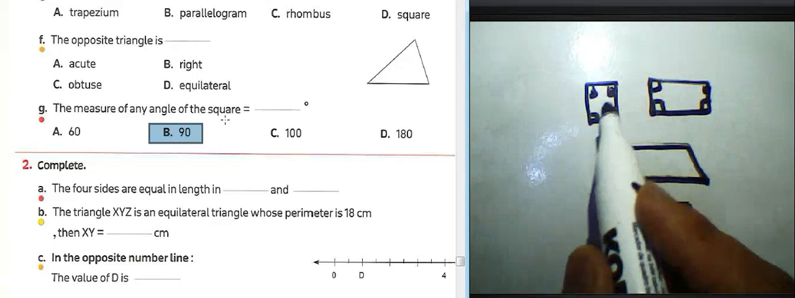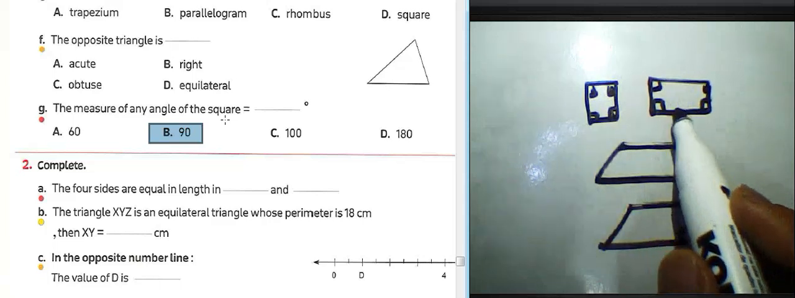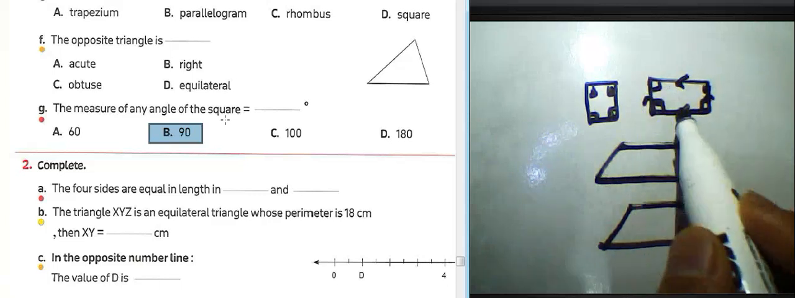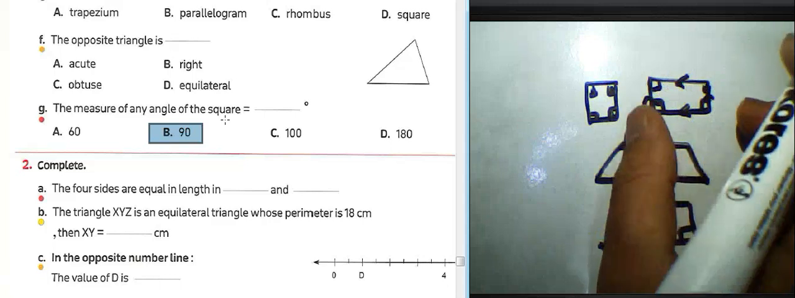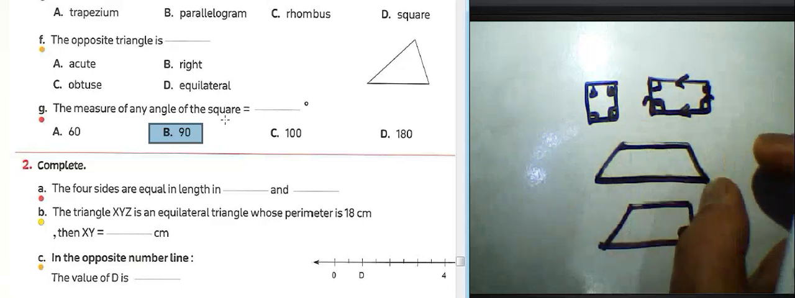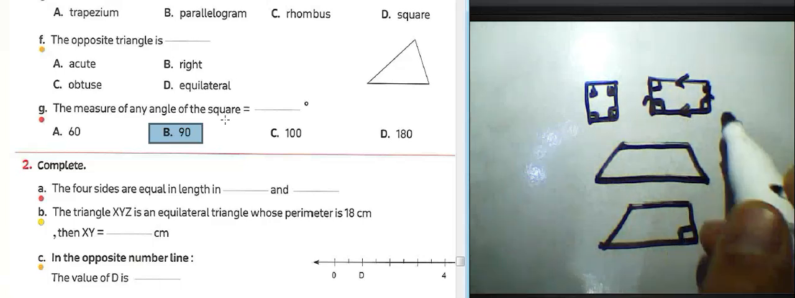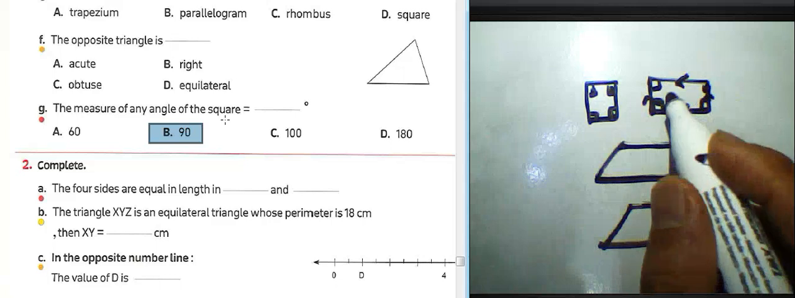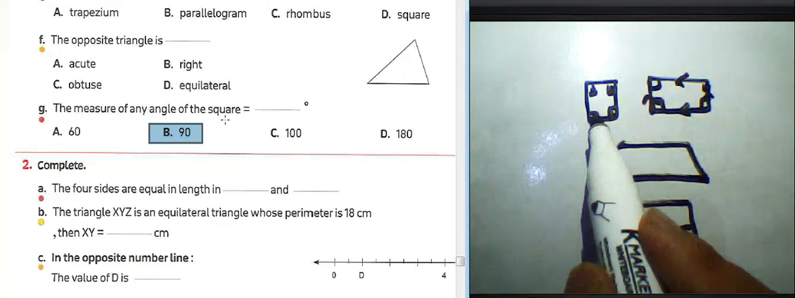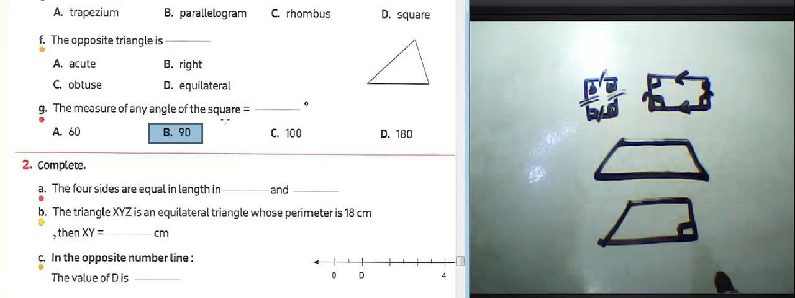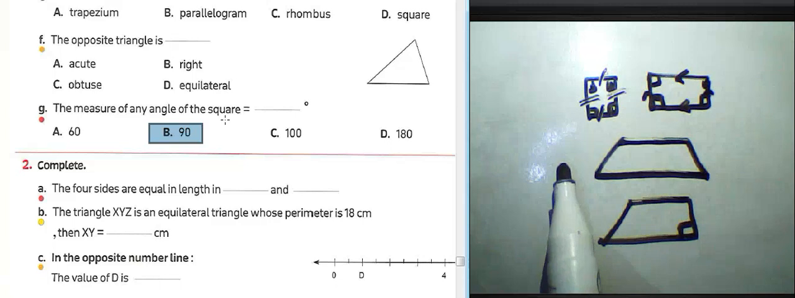But all sides in a square are equal in length, while in a rectangle not all sides are equal in length, but we have two sides only parallel and equal in length. The measure of each angle equals 90 degrees, and in a square all sides are equal in length and the measure of any angle here equals 90 degrees. Okay, he asks the measure of any angle in the square, it will be 90 degrees, letter B. Understood?